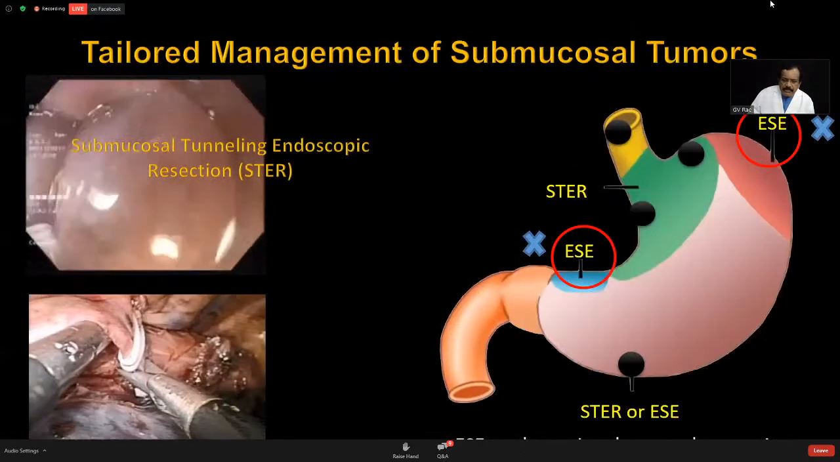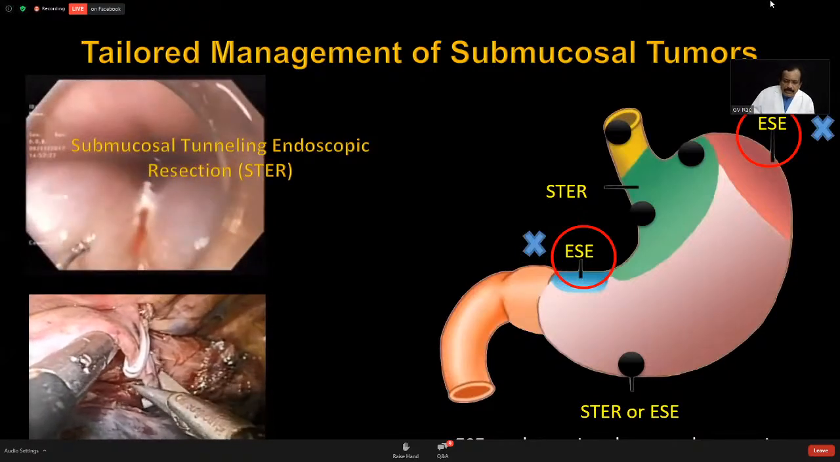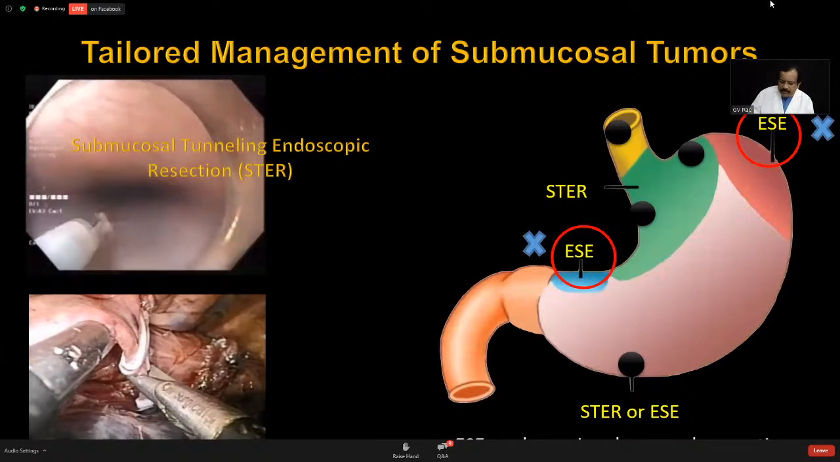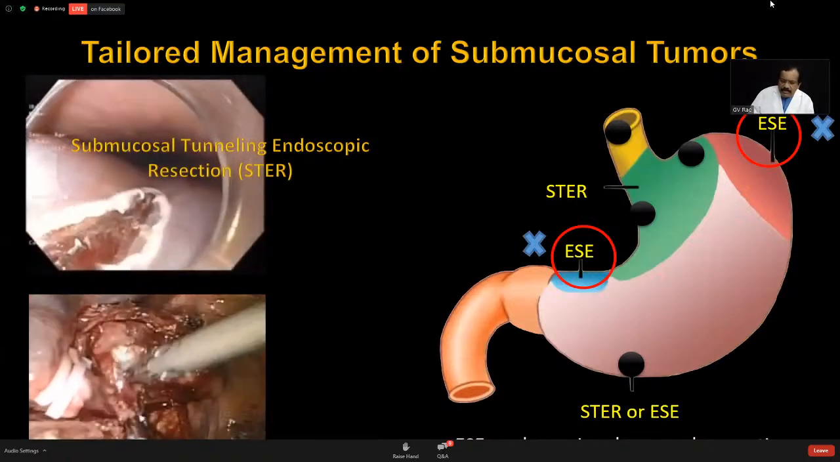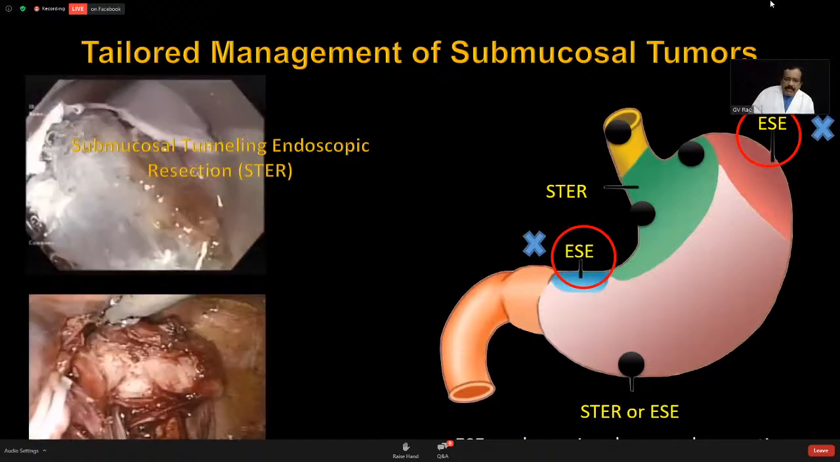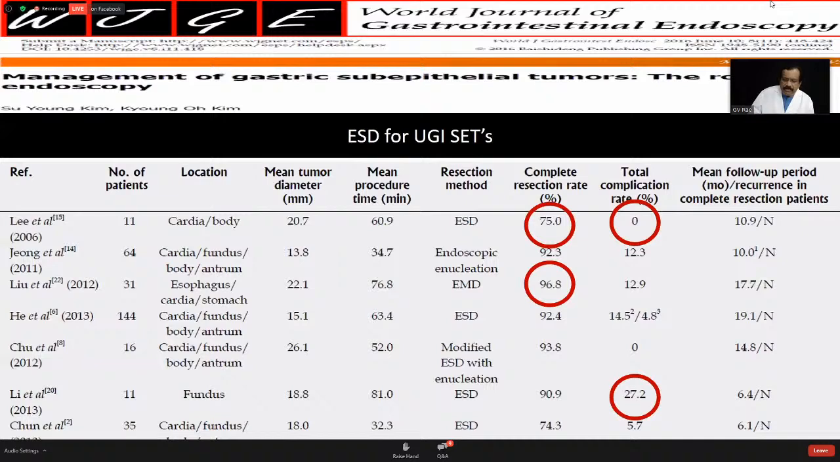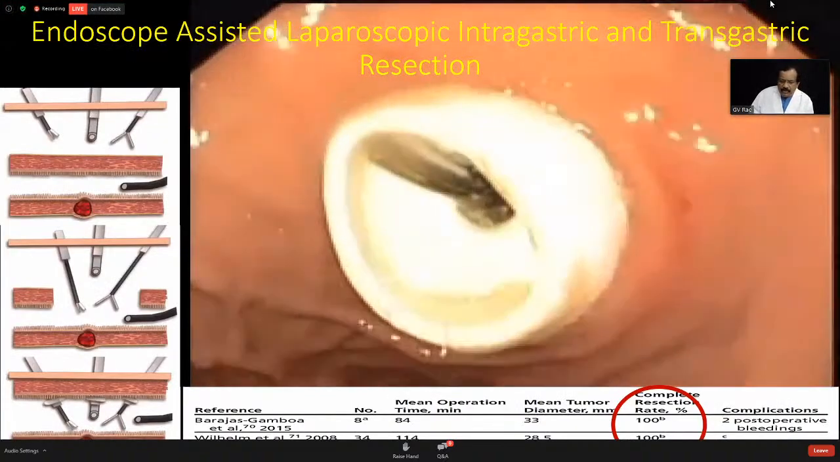Now, these procedures are basically tailored management based on the location of the tumor. It is not that the same procedure can be done for every single SCT that we see. These have to be tailored based on the position, and there is a lot of data to show that complete resection can be achieved with very, very minimal complications. A lot of data from across the globe shows that endoscopic resections can be very effectively done.